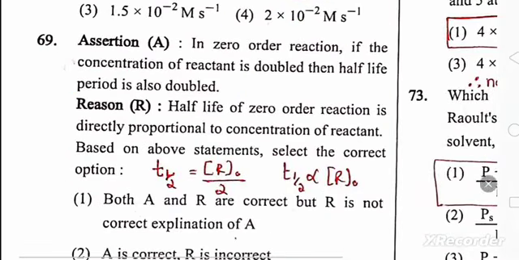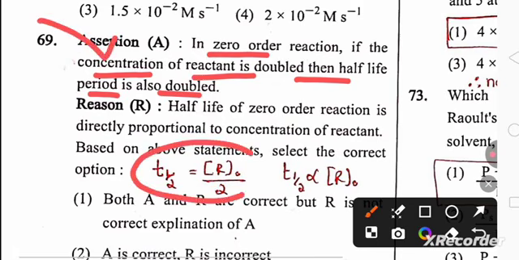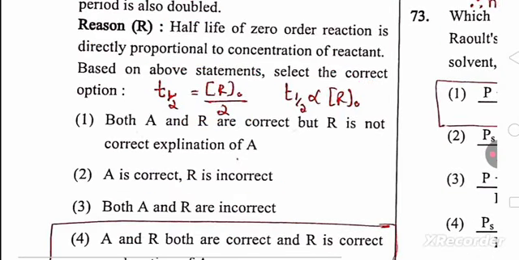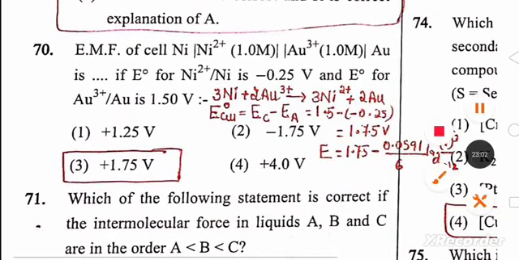Assertion A says that in a zero order reaction, if the concentration of reactant is doubled, then the half-life period is also doubled. Yes, of course, the assertion is right, because in t half we can see the formula. T half for zero order is directly proportional to the concentration of the reactant. The reason says half-life of zero order reaction is directly proportional to the concentration of the reactant. So both A and R are correct, and R is the correct explanation for A. We will go to the next question from the electrochemistry chapter.